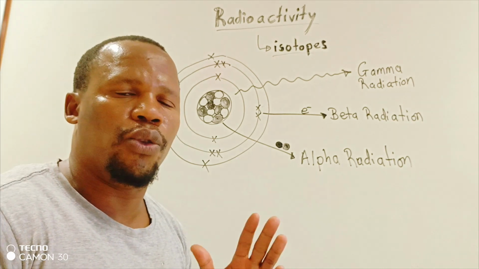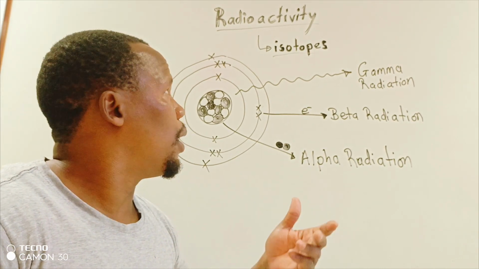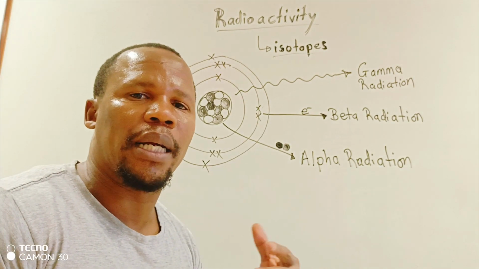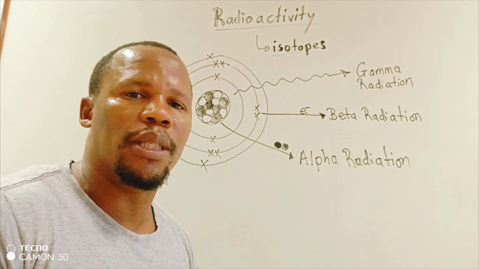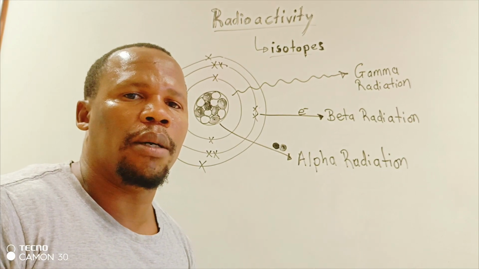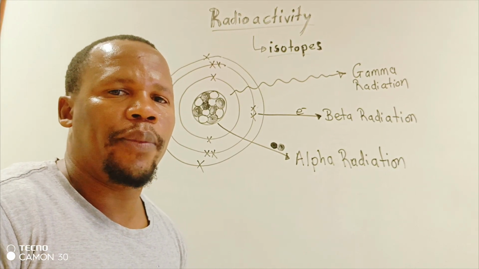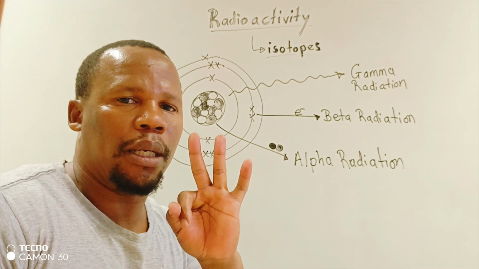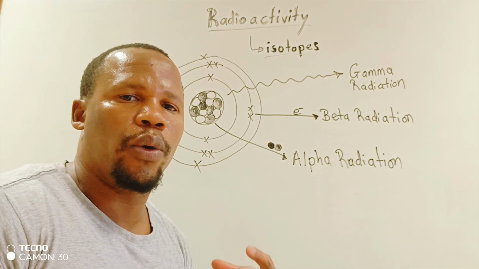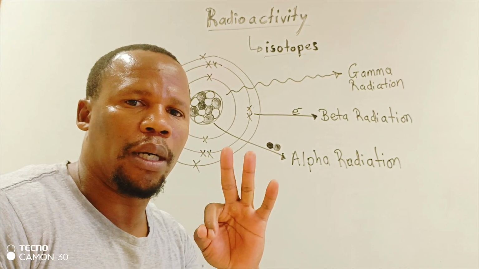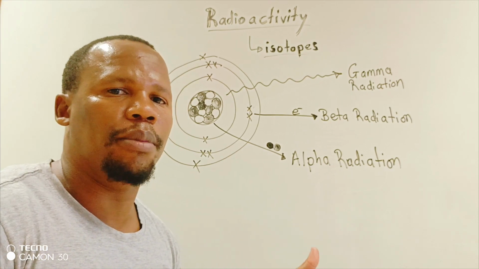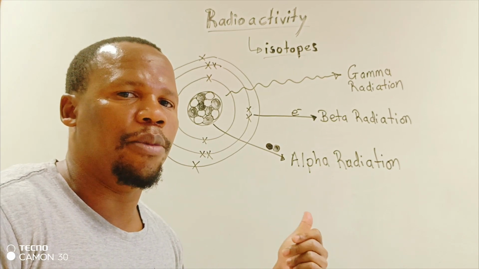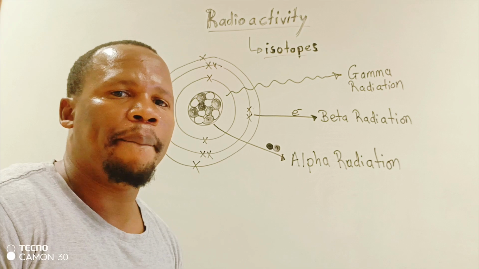So in short, with the topic of radioactivity, we are talking about certain atoms emitting radiation, right? And for our topic today, we are going to discuss three types of radiations that are emitted from these isotopes.